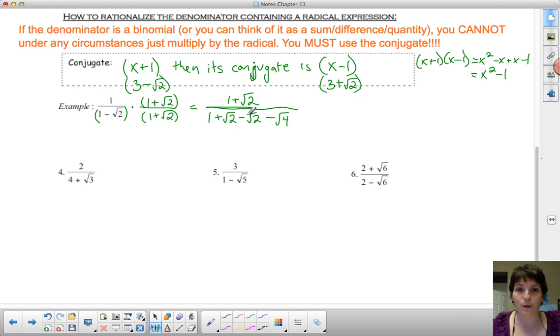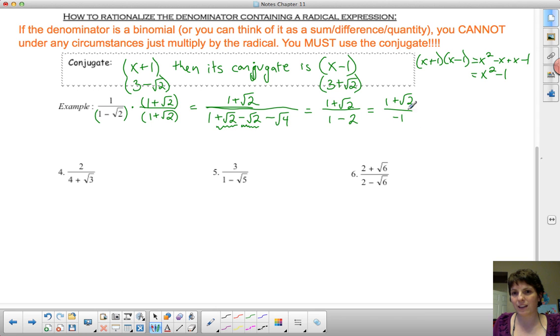Now we're still not allowed to have radicals in the denominator, but look at what happens when you combine like terms. Positive root 2 and negative root 2, well, they make a 0. And what is the square root of 4? Yeah, it's 2. So I have 1 plus the square root of 2 over 1 minus 2. Oh, that's something I can definitely do. 1 plus the square root of 2 all over a negative 1.